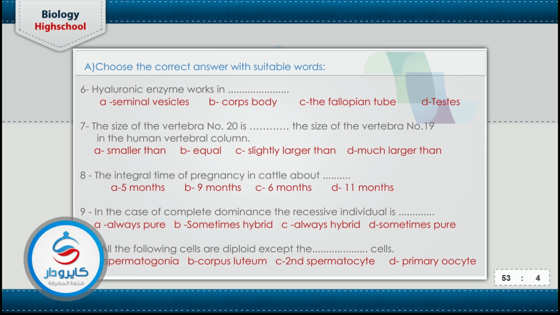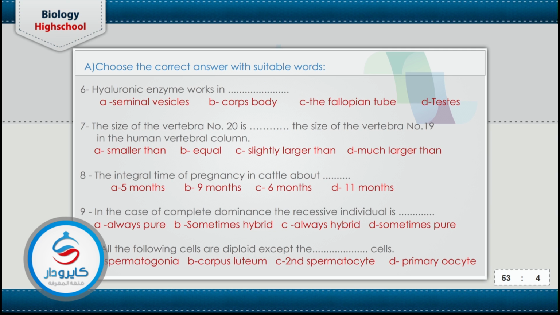Number 9. In the case of complete dominance, the recessive individual is: number A, always pure; number B, sometimes hybrid; number C, always hybrid; number D, sometimes pure. Of course, the recessive individual must be always pure. So the right answer is number A, always pure.